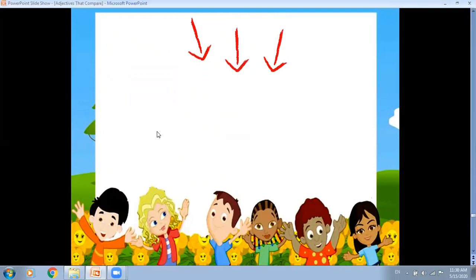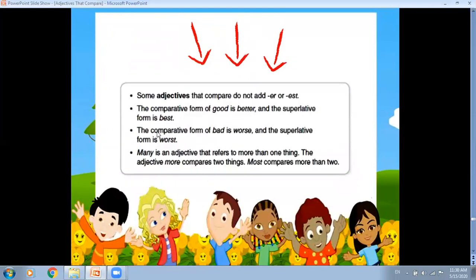Ooh, what do I have here? Let's check. Some adjectives that compare do not add ER or EST. They don't like to follow the rules. Yeah, they like to break the rules. Naughty adjectives. So let's check these adjectives.